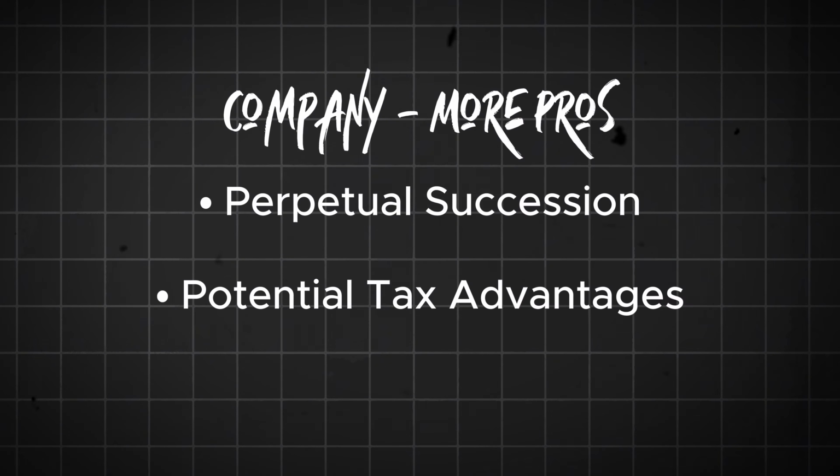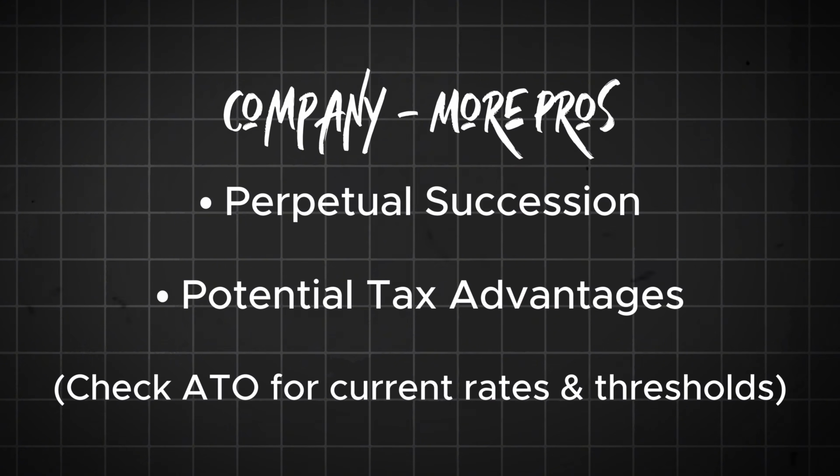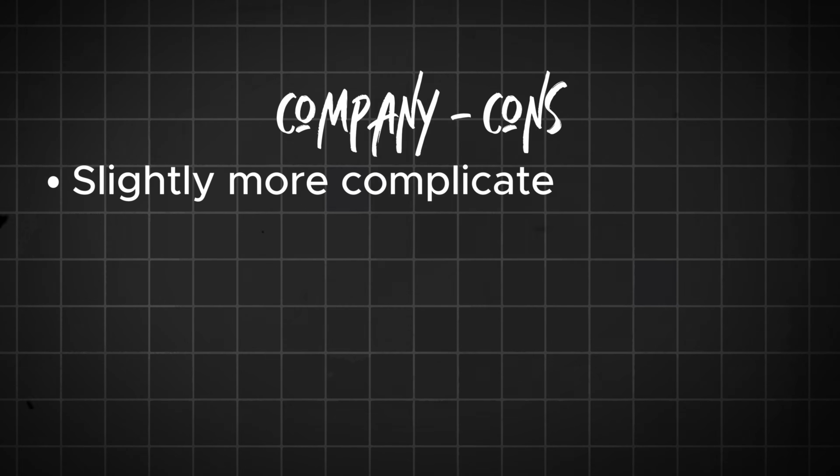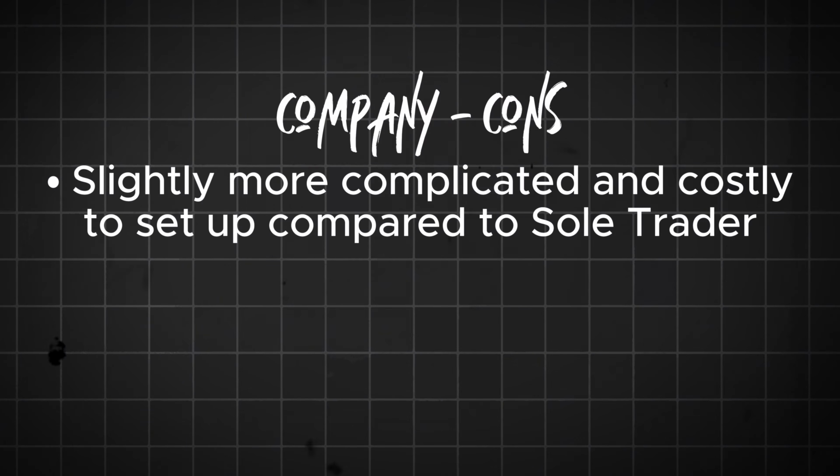Tax advantages, potentially there's lower tax rates and access to various tax benefits. For example, the tax rate for small businesses is currently 25%, I think, which is obviously lower than most people's personal tax rates. Cons, complexity and costs. It is a bit more complicated to set up. There's a couple more steps you need to do. Costs, I think it's about $600 to register a company. And then there's a few more annual admin costs that you will be shelling out for.